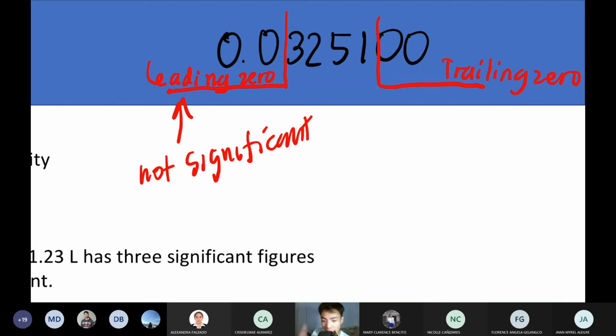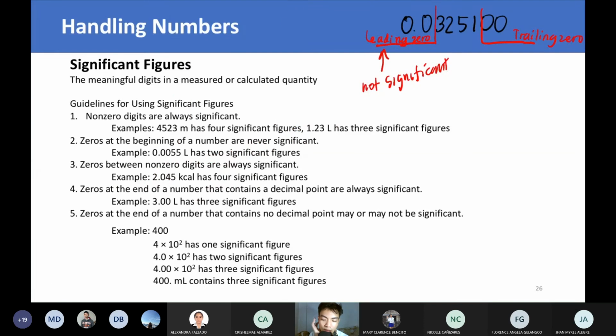Pag wala, rule number 5 tayo. Ano sabi sa rule number 5? Ambiguous cases yung walang decimal point and may zero. So, you have to use scientific notation or you just put a decimal point. Okay? So, ganun lang. So, yun lang yung pinakakwento niyan.